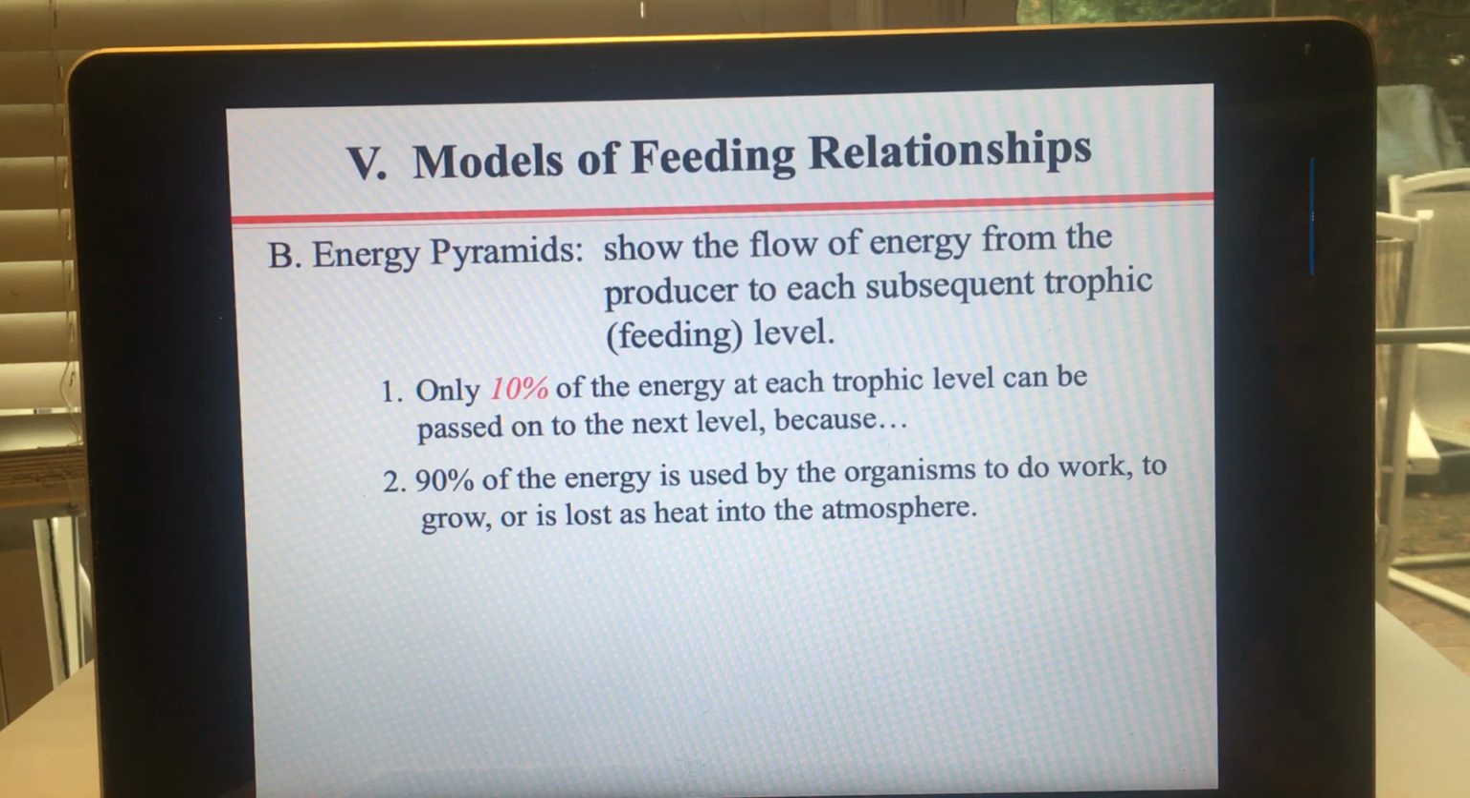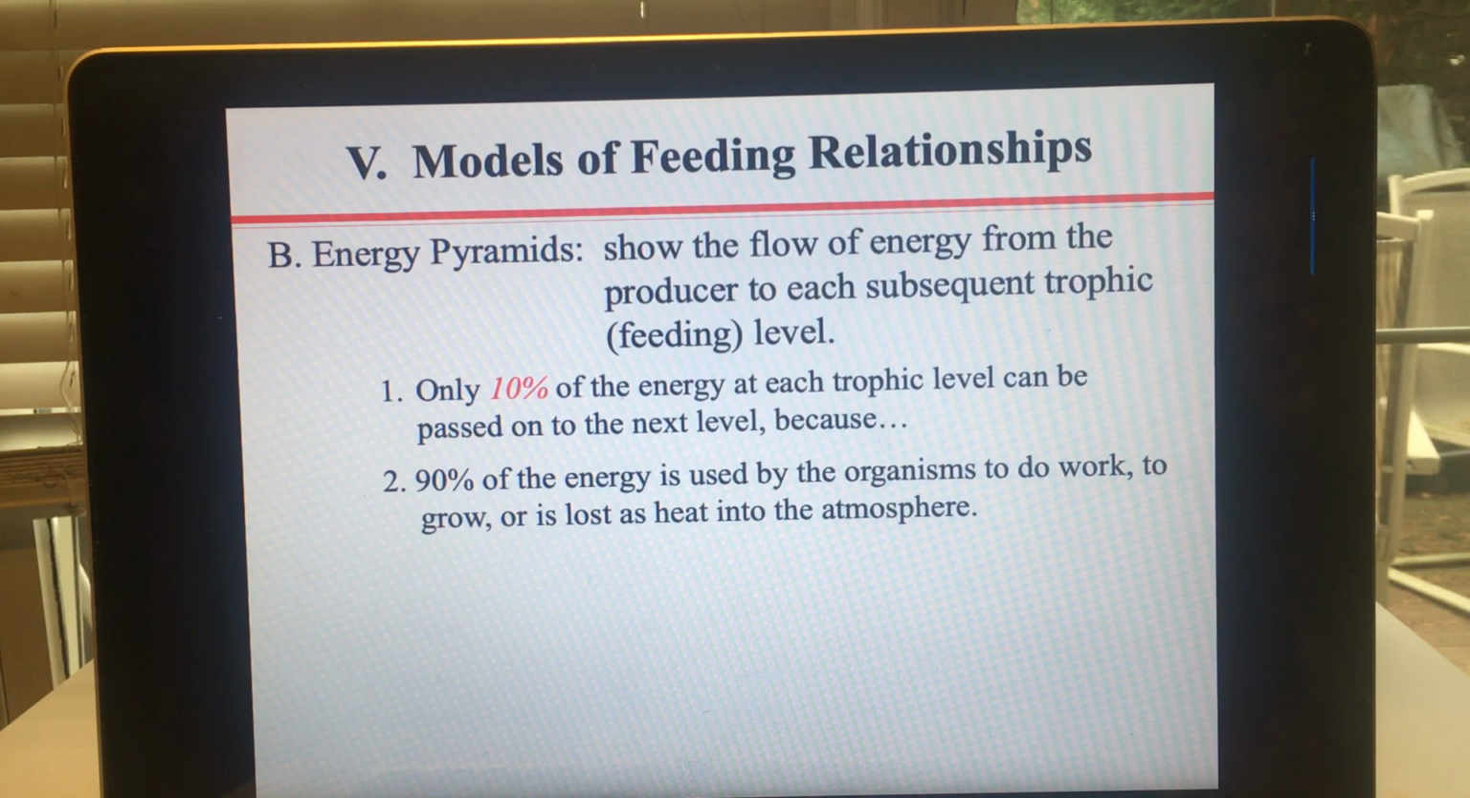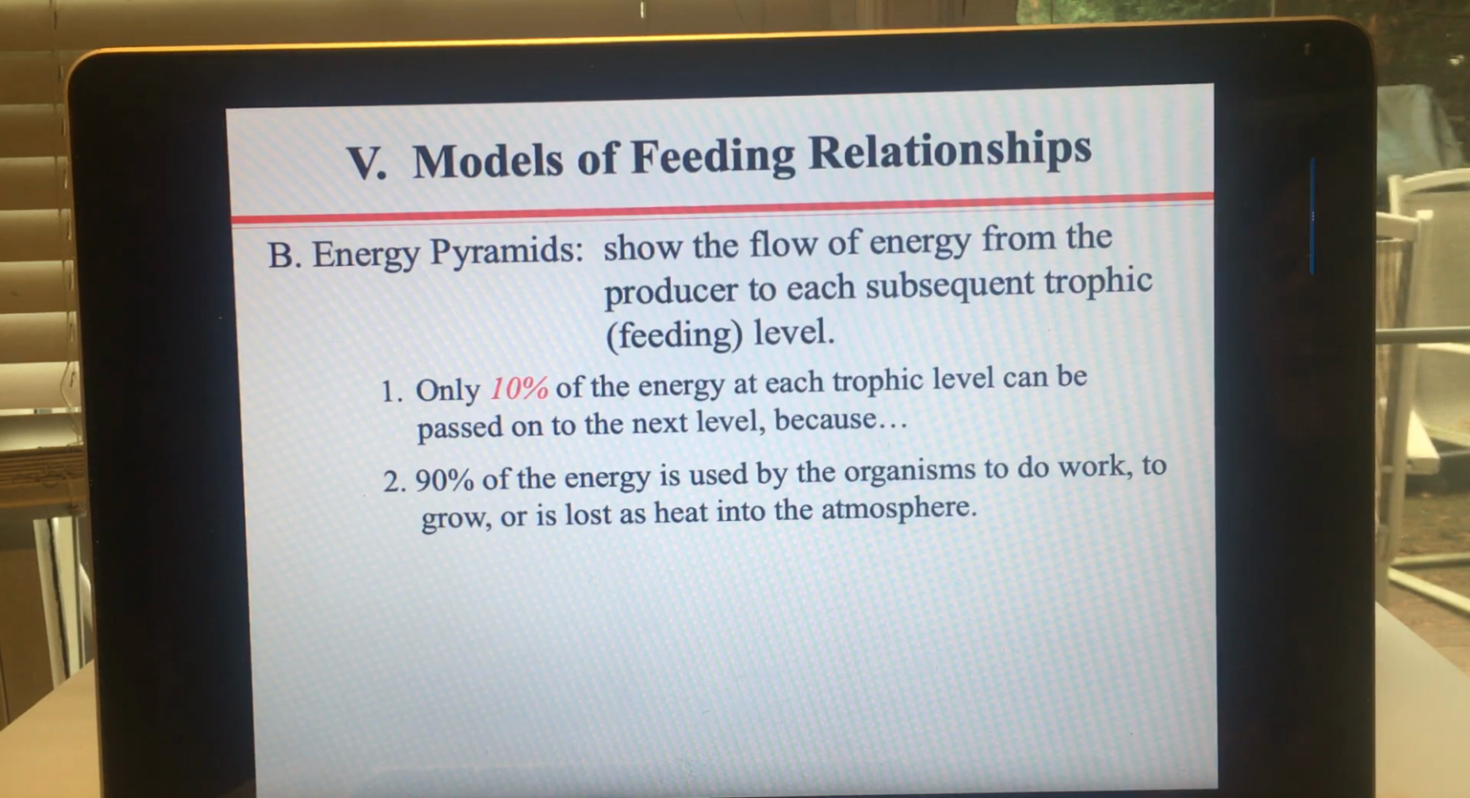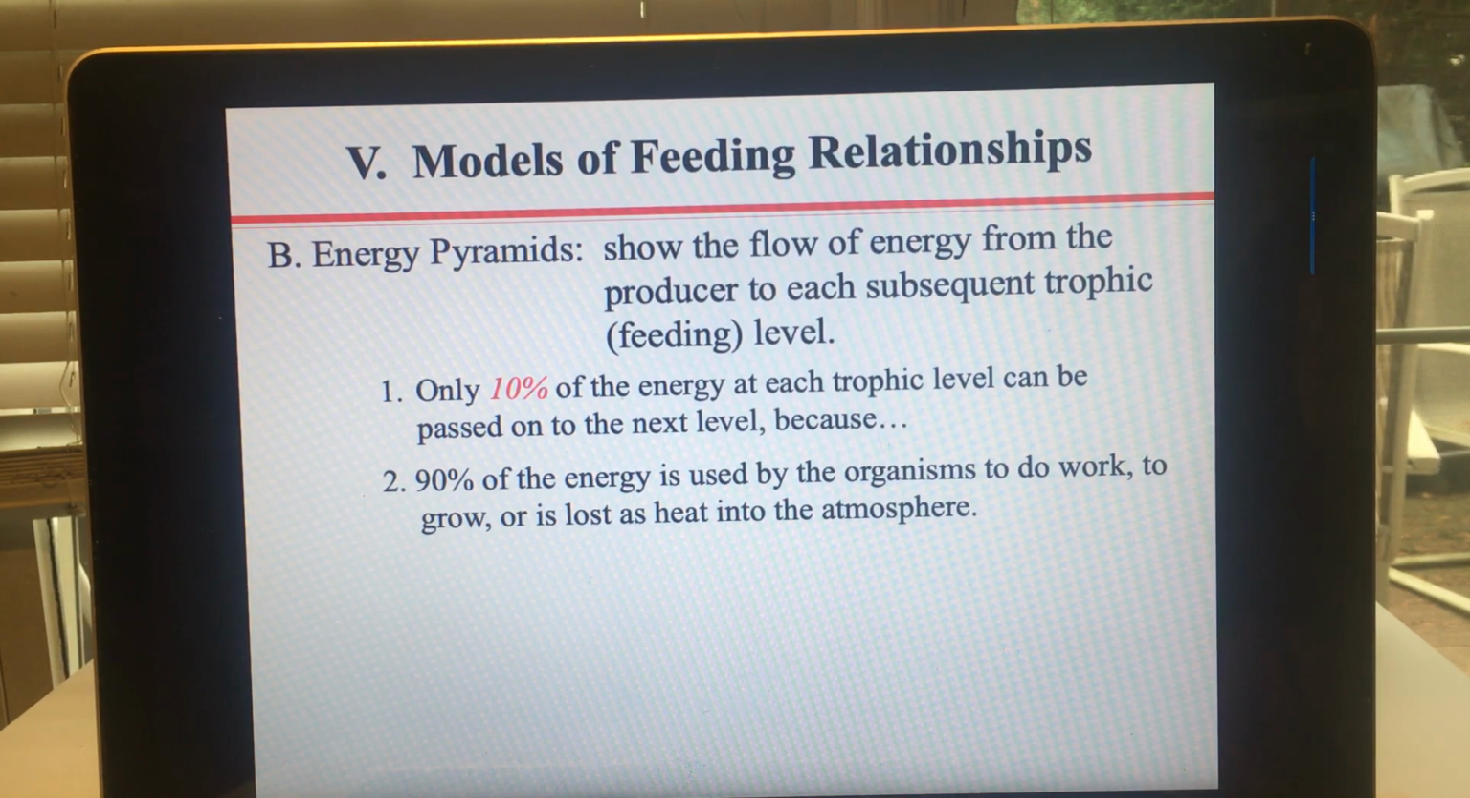So now I want to talk about energy pyramids. As it turns out, only about 10% of the energy at each trophic level, or feeding level, can be passed on to the next level, because 90% of the energy at each level is used by the organism to do work, in other words, to move or run around or to grow, but the rest is lost in the form of heat in the atmosphere.